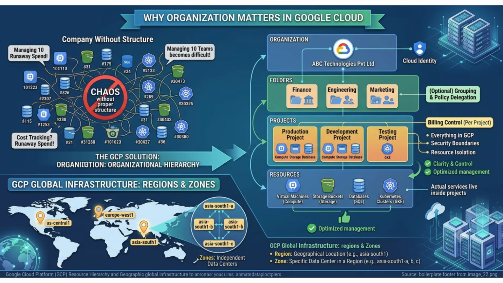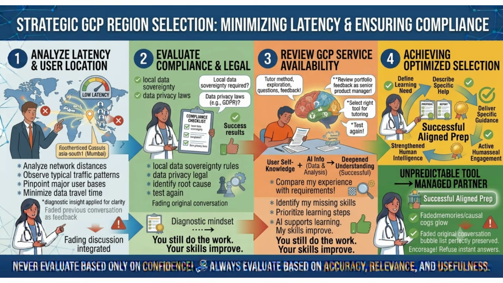Regions and zones. Google operates data centers worldwide. A region is a geographical location. Examples: US Central 1, Asia South 1, Europe West 1. A zone is a specific data center inside a region. Examples: Asia South 1-a, Asia South 1-b, Asia South 1-c. Choosing the right region: always select regions based on user location, compliance requirements, latency requirements. If your users are in India, Asia South 1 Mumbai is usually preferred.